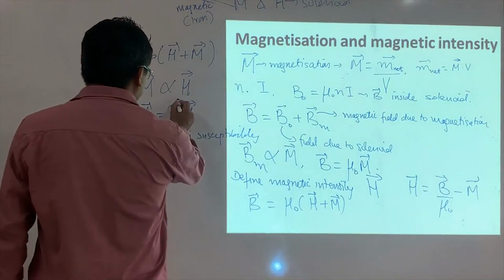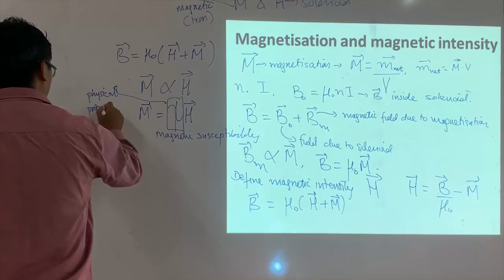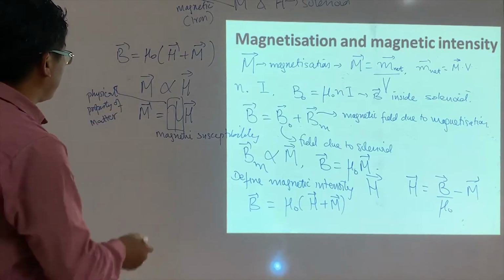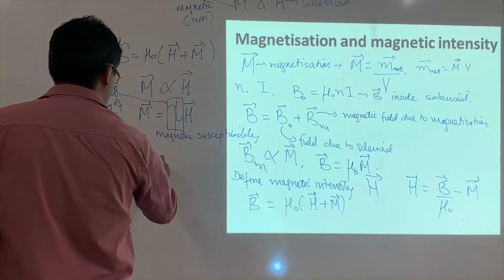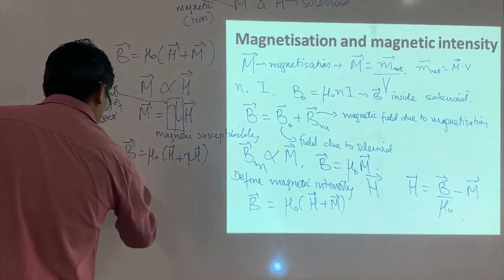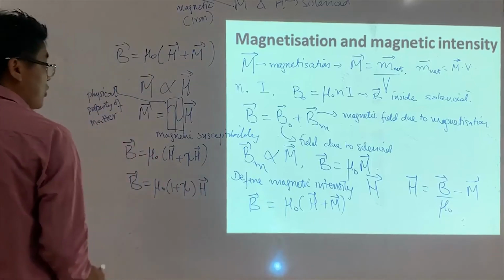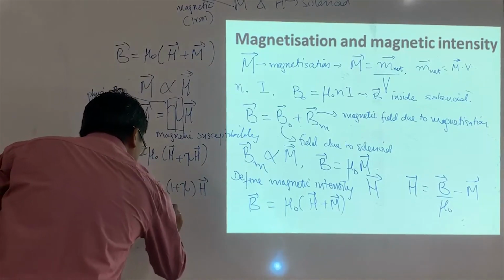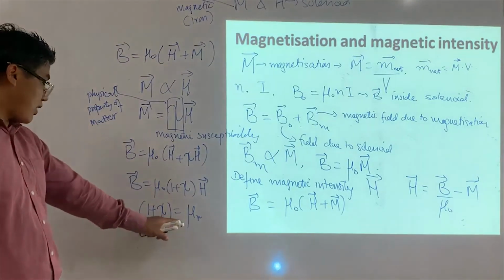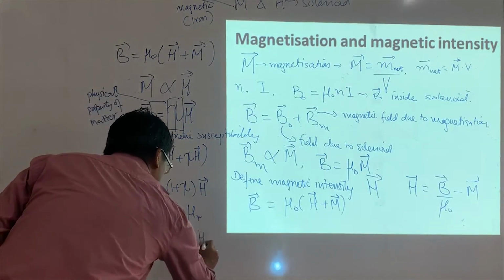All right. So I substitute. This is what we call a physical property of matter, right? So I substitute this: H plus chi H. So finally I got this. So I define that 1 plus chi is what we call relative magnetic permeability. So therefore B is going to become mu naught mu r H.